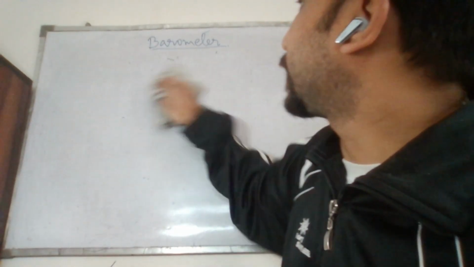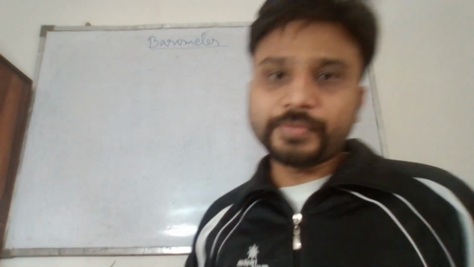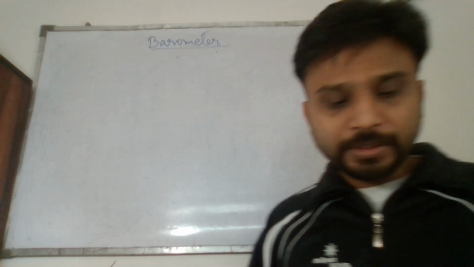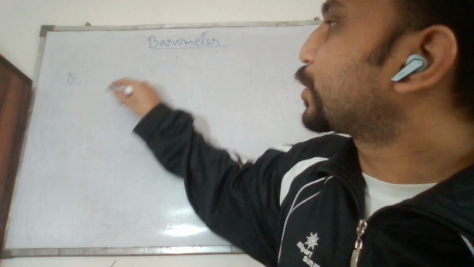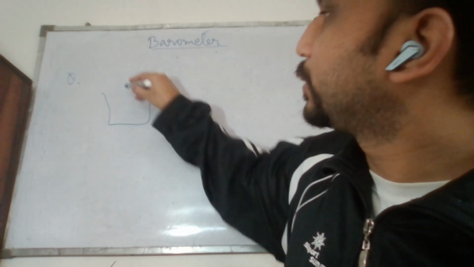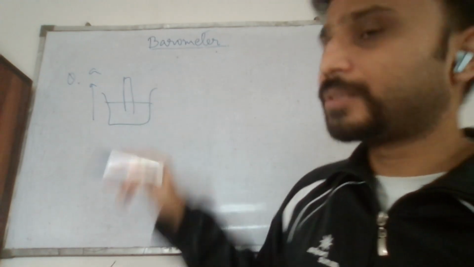The question is, I have a barometer which is placed in an elevator. That elevator is accelerating upwards with an acceleration A. This whole setup is accelerating upwards with some acceleration A.